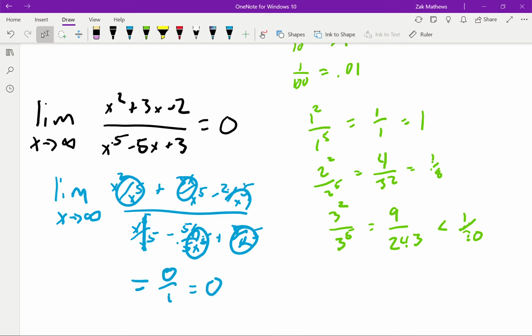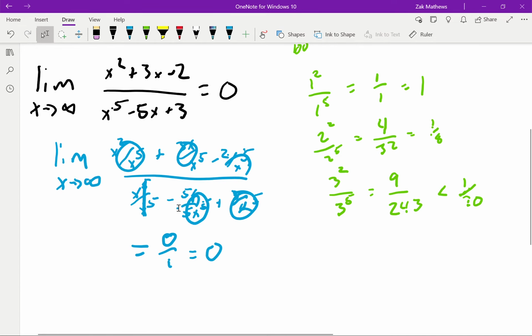So this can be a handy trick, especially when the exponents aren't so nice. If we have fractional exponents, or maybe an absolute value up there, some other function that's not quite so nice as just an exponent. If we divide by that largest power, it will very quickly show us what's going to 0 and what is not, what is sticking around.